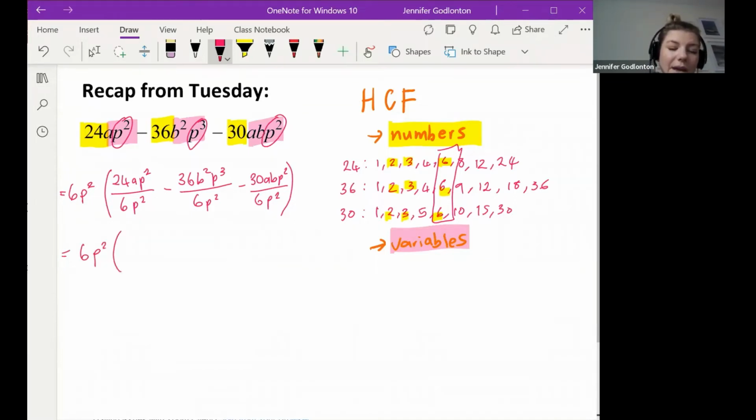So 24 divided by 6 gives us 4. Those p squareds cancel, and we are left with an a. Then we have a negative 36 divided by 6, which is 6. The p cubed and the p squared is going to leave me with 1p at the top. So I'm going to have b squared p, and I'm going to have a minus sign. 30 divided by 6 gives me 5. Those are going to cancel. So I'm left with ab. So that would be my final answer.